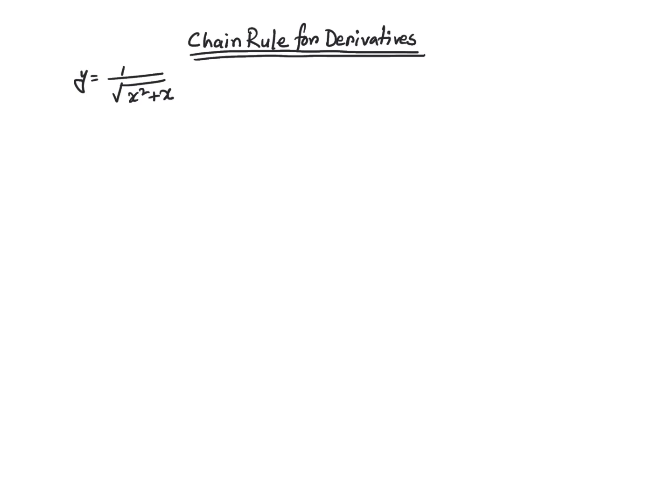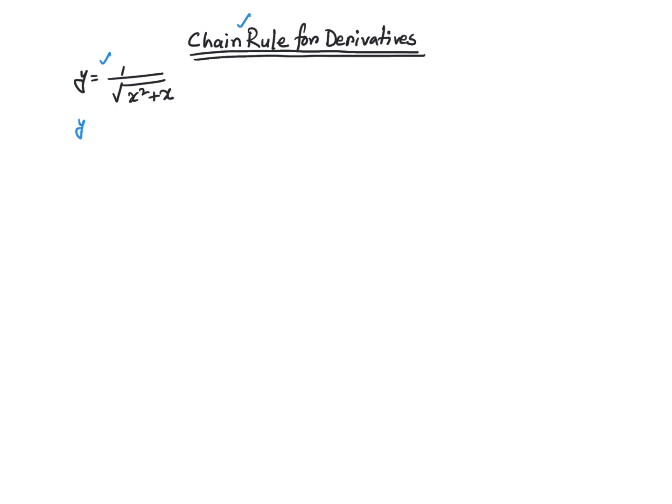In this video, I am going to use the chain rule for derivatives to find the derivative of this function. y is equal to 1 over square root of x squared plus x. The way I am going to do it is by expressing y as a composition of two functions.